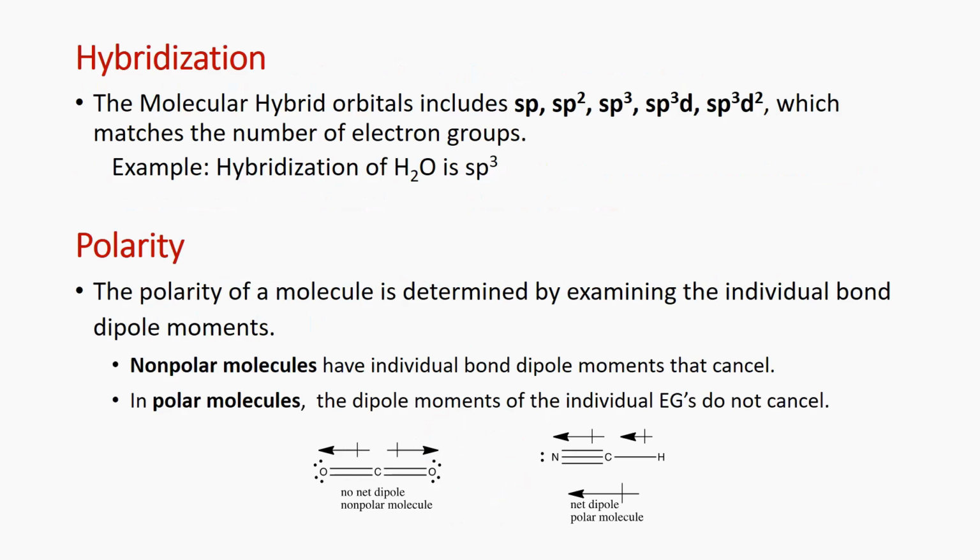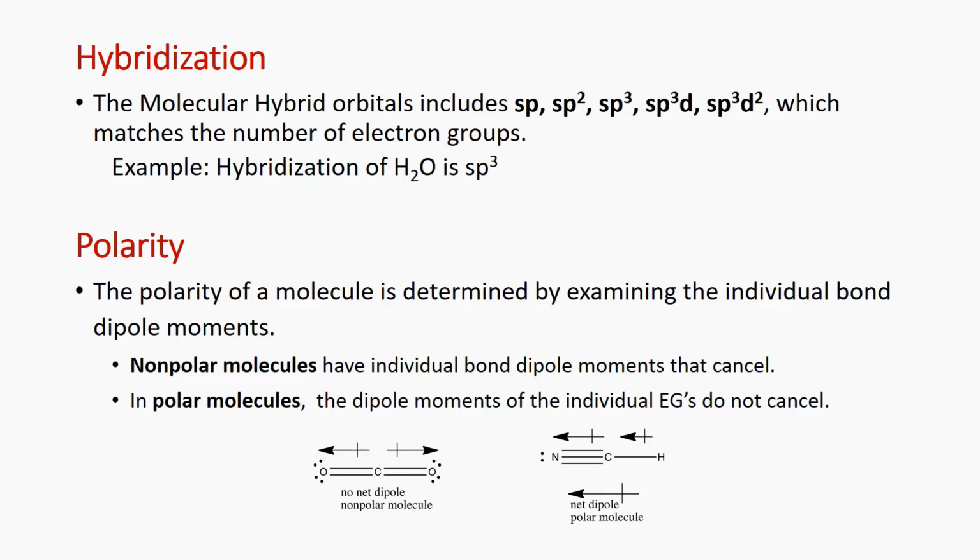Now let's talk about hybridization. Molecular hybrid orbitals include sp, sp2, sp3, sp3d, and sp3d2. All of these orbitals match the number of electron groups. For example, the hybridization of H2O is sp3, because there are 4 electron groups.